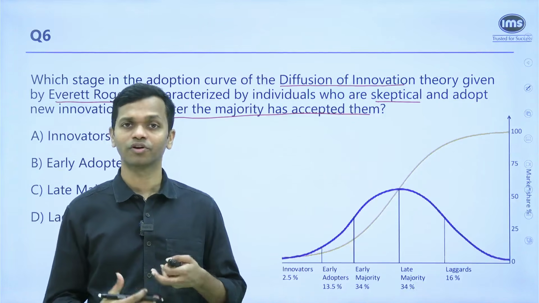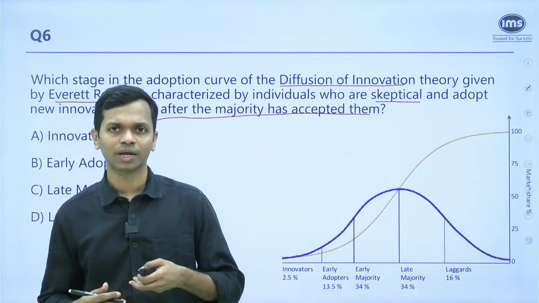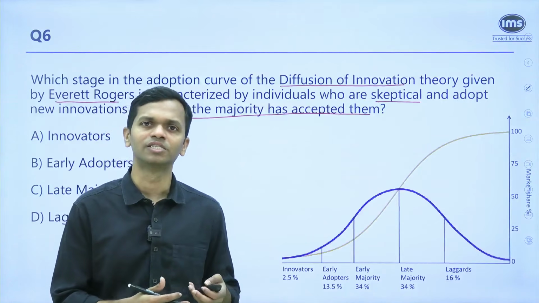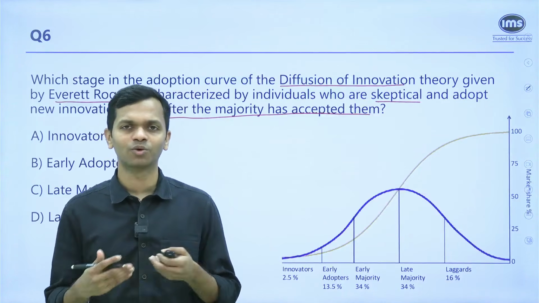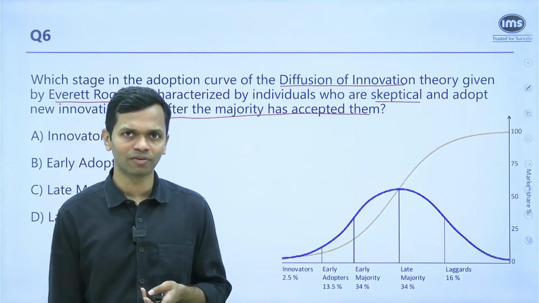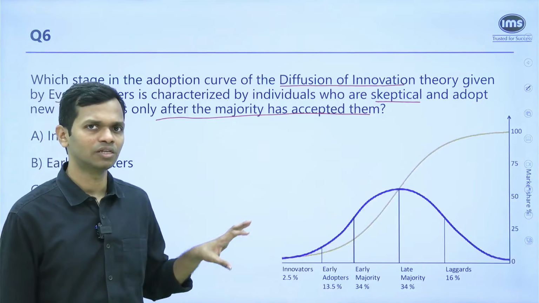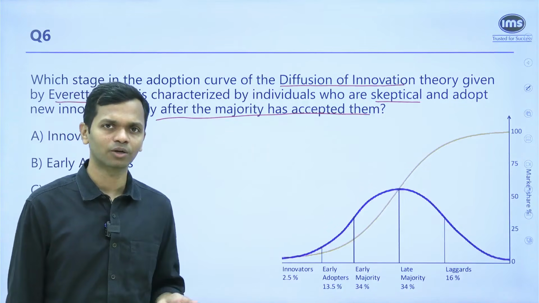So they are sort of early adopters of the whole thing. But there are a lot of people who kept on waiting. So they kept on pushing their decision to buy a mobile phone, saying that I don't need it and so on and so forth, till it became almost a necessity for everybody.